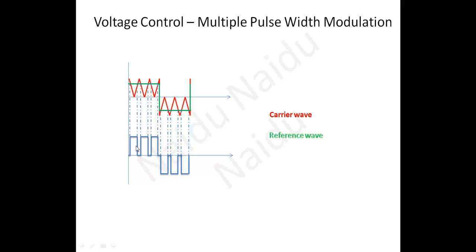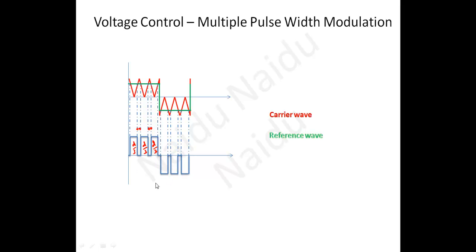The total pulse width is D. That means this is D by 3, this is D by 3, and this is D by 3. And here we will get equidistant pulses. The distance between each pulse will be the same.